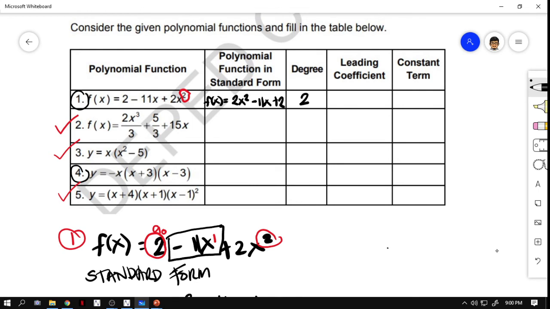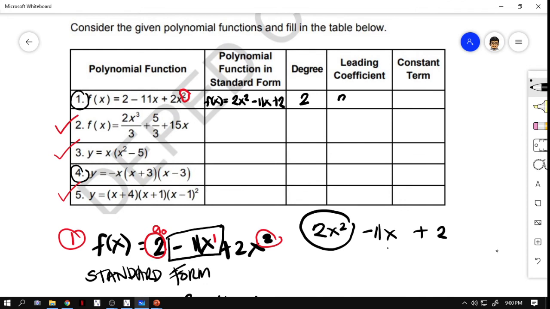Next, leading coefficient. When you say leading coefficient, this is the term which contains the highest exponent. So, ano yung leading coefficient natin? Anong term yon? So, ito yung mga terms natin: 2x squared, negative 11x, at saka positive 2. So, asan dyan ang may pinakamataas ang exponent? Itong 2x squared. So, therefore, 2x squared is considered the leading term.